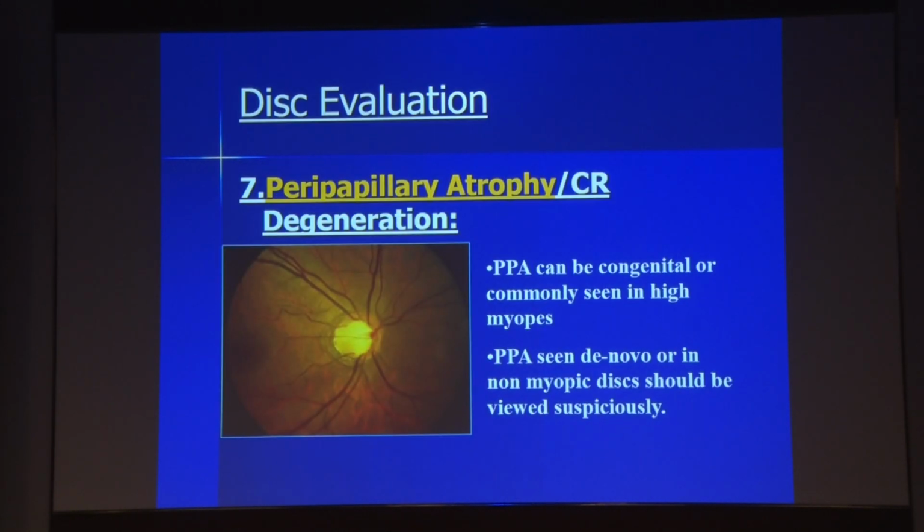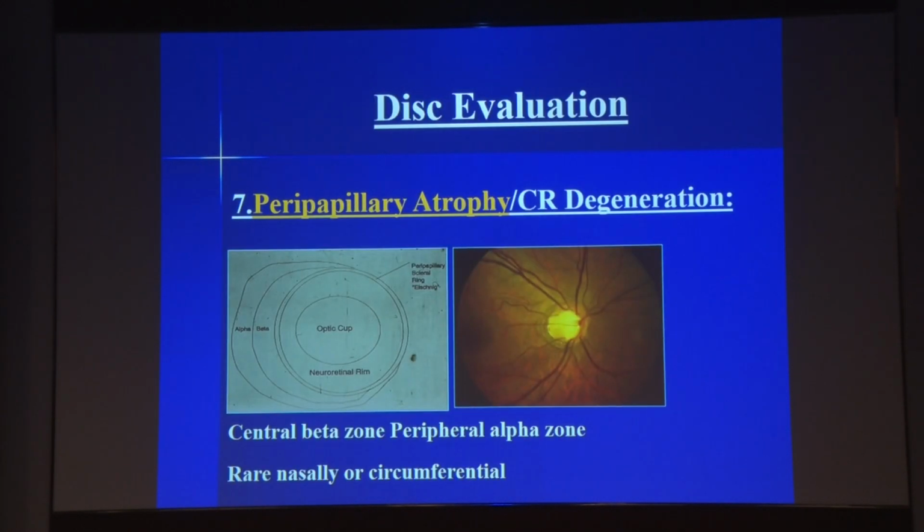The next thing is the peripapillary atrophy or the chorioretinal degeneration. What is this peripapillary atrophy? If you see, generally, it is the central beta zone. This is the beta peripapillary zone, and then this is the alpha zone. There are two types, and this is very rarely seen nasally or circumferentially.